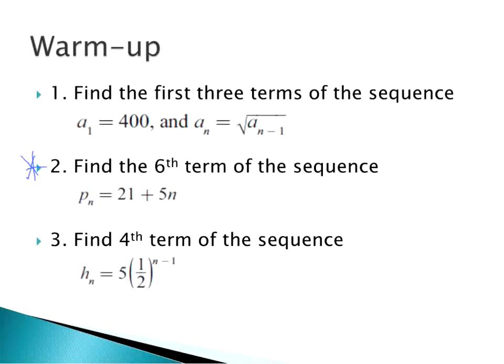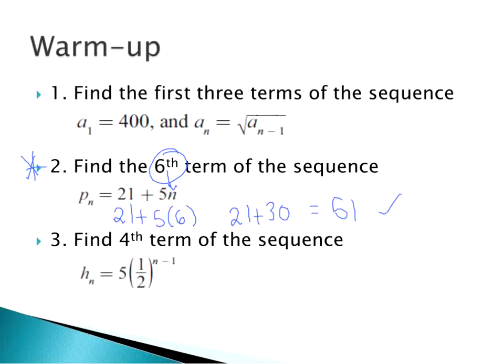So number 2, if it says find the 6th term, where do I plug in a 6? Everybody says n. Yep, you're just going to put it where you see your n. So for my 6th term, it's going to be 21 plus 5 times 6, which would be 21 plus 30. So my answer, 51. Please don't miss those on the test. You will have ones that look just like that.